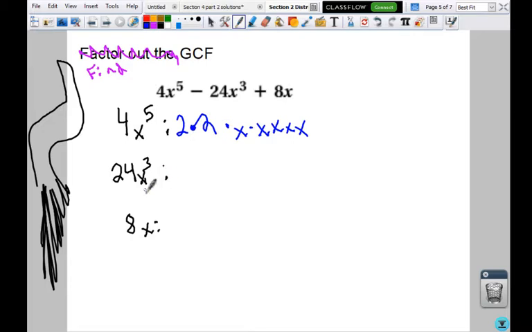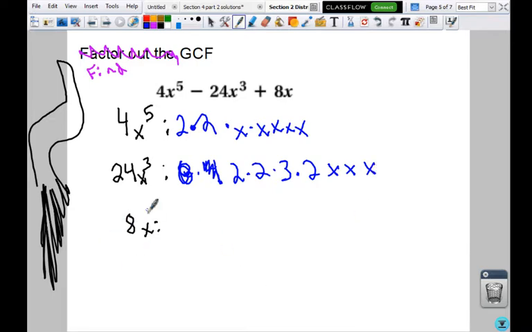All right, let's go to 24x to the 3rd. We multiply to get 24: 6 times 4. But can I split up 4? Yeah, 2 times 2. So I'm going to go 2 times 2. And can't I split up 6? 3 times 2. So I'm going to go 3 times 2. All right, how many x's am I going to have? 3 of them. 1, 2, 3.